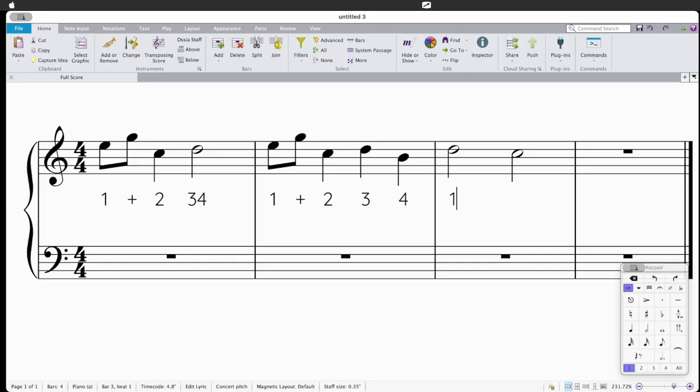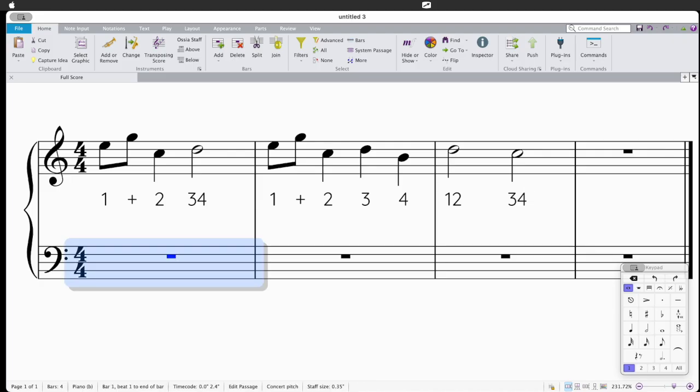Beginning of the measure always starts with 1. This half note's going to get 2 counts, counts 1 and 2, and this half note will get counts 3 and 4. So that's basically how we're going to count eighth notes. It can get a little bit more complicated than that.